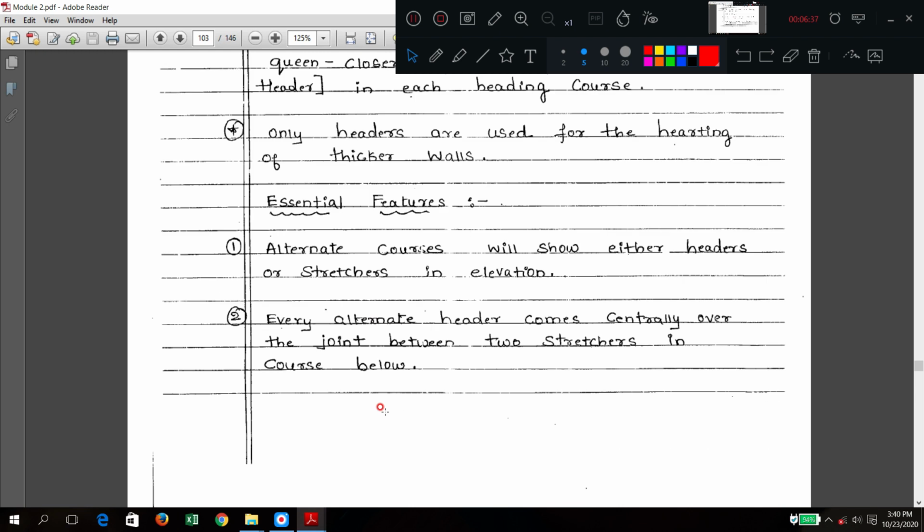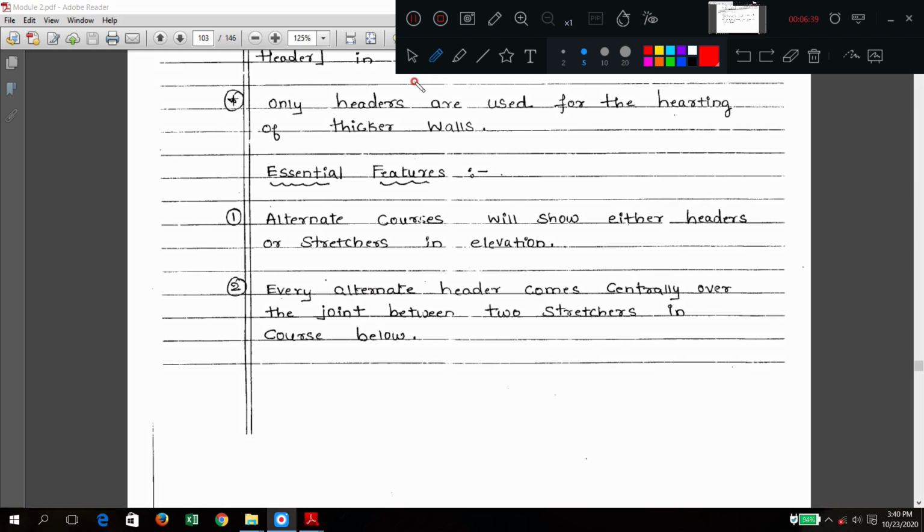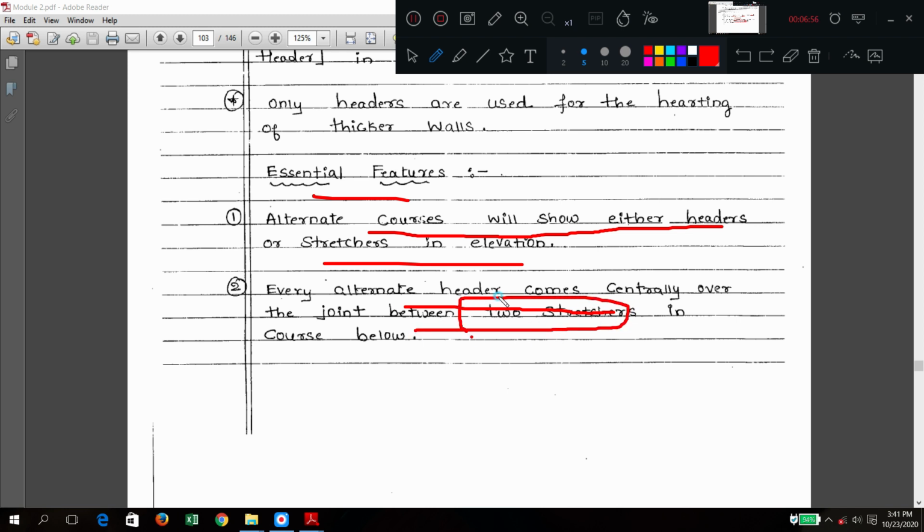What is this? Essential features. Essential features are what? Alternate courses will show either headers or stretchers in elevation. That also we have seen. Every alternate header comes centrally over the joint between the two stretchers. I will explain this point. See here, two stretchers are there. Yes. And one header in the above layer will come exactly at this center.